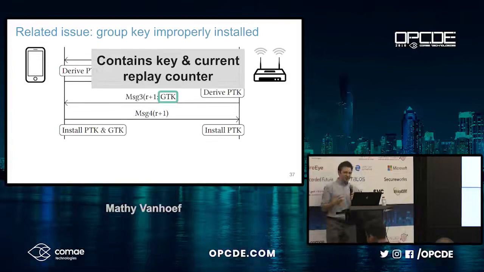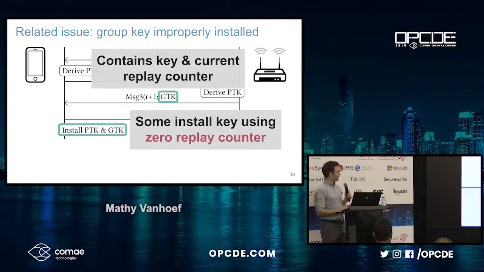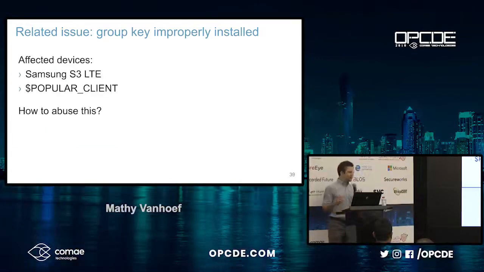So what should happen is that the client installs the group key, and it also installs a replay counter value of, in my example, 100. But we found that some devices just install an all-zero replay counter. Specifically, I tested this against my old smartphone, a Samsung S3, and it always just installs an all-zero replay counter. Very recently, I also discovered that a quite popular client has this vulnerability as well. Unfortunately, I only recently discovered this, so I only recently was able to inform them. So I'm not going to disclose the specific vendor yet. I'm going to give them some time to patch it. But this confirms that even a popular, fully updated device can have this vulnerability.